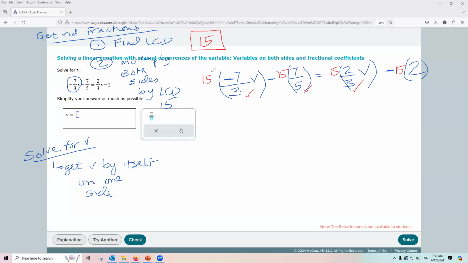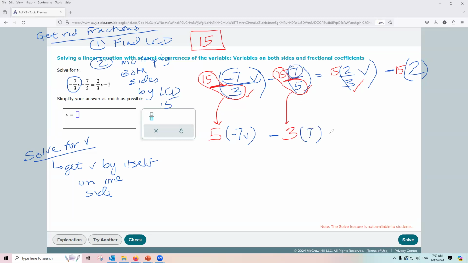So let me come here to this first fraction. Well, I'm noticing it's a 15 on top and a 3 on the bottom. So I'm going to think of this as 15 divided by 3. Well, 15 divided by 3 is 5. I'm going to copy down that negative 7v. That's just going to come with me. Let me come to the next fraction. I'm noticing I have a 15 on top and a 5 on the bottom. Well, that's 15 divided by 5. That's 3. And I'm going to bring down this blue 7 with me.